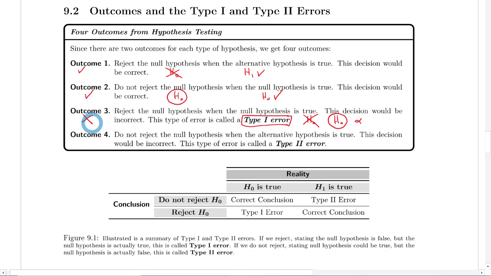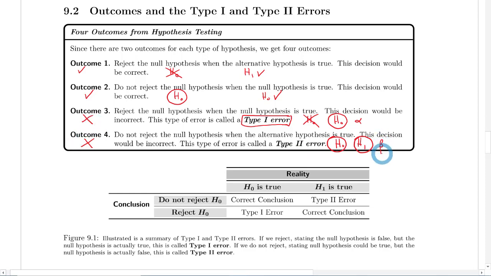So the next one is do not reject the null when the alternative is true. So here's the null, here's the alternative. So you do not reject the null when the alternative is true. Wait, you can't accept both. There's either been a change or there hasn't been, right? So something's wrong here, and this is called a type 2 error, right? And we call this one beta.